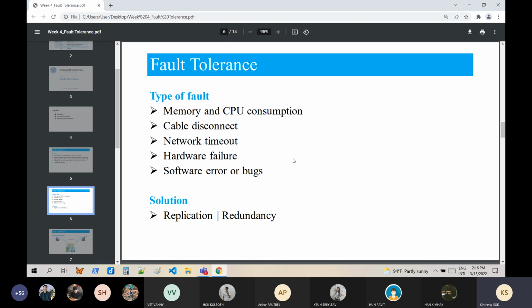So what is the solution? The only solution is to replicate. To back up, we call it replication, backup, redundancy. The most effective solution to those problems is replication. If you have one server and your computer is down, it's down. But if you have two computers, one down, the other one is still running. So the idea of replication and redundancy is very useful in order to deal with faults, and then we call it fault tolerant.